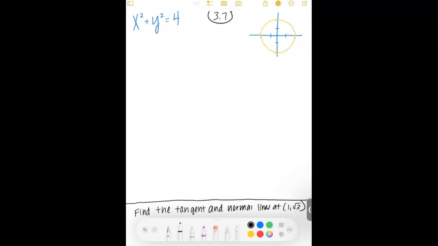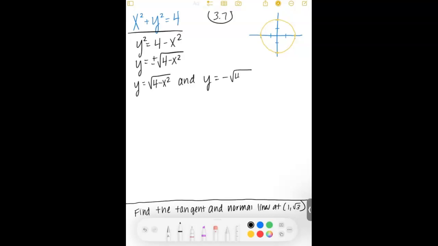So we learned implicit versus explicit differentiation. You could see this equation of the circle and solve it and say that y squared is 4 minus x squared, and then we could square root both sides. Remember, when we square root, we get that y equals the square root of 4 minus x squared, and y equals negative square root of 4 minus x squared. This is explicit when you get it in y equals form.